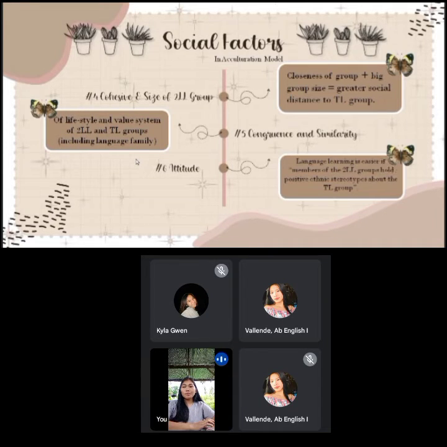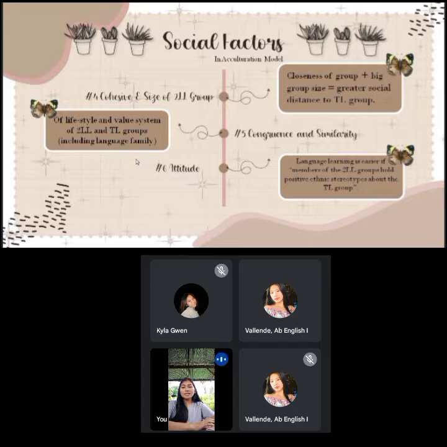And the fourth one would be cohesiveness and size of the second language group. The cohesiveness is the closeness. If you are close with your group, there is a social distance to your target language. So again, if you are a group of learners and you are close, it does not give you any opportunity to interact with the target language. Closeness of the group, plus a large group, equals greater social distance to the target language group.